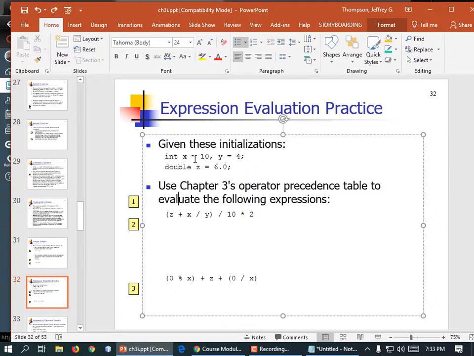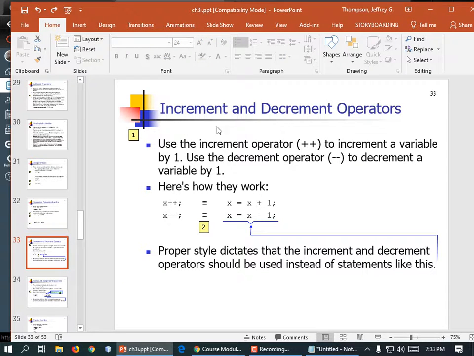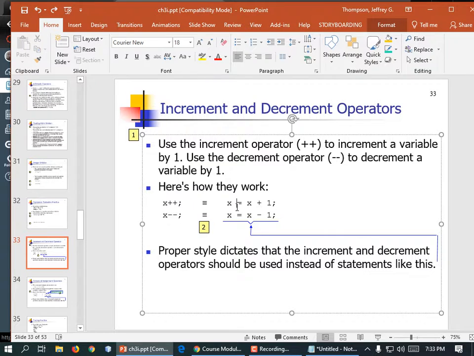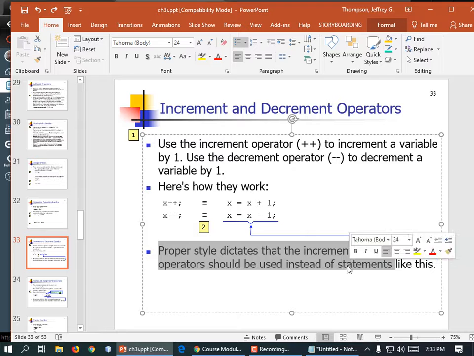So given these initializations, wait, we just did that one. So increment and decrement. x plus plus is the same thing as writing x equals x plus 1. x minus minus is the same thing as saying x equals x minus 1. It's good programming style. It's proper style to go ahead and say x plus plus and x minus minus rather than x equals x plus 1 or x equals x minus 1.